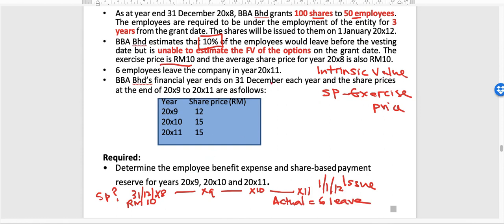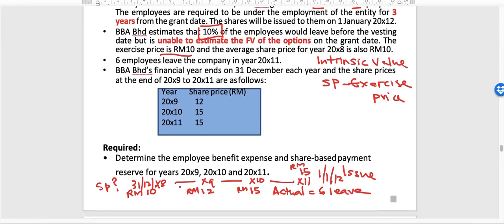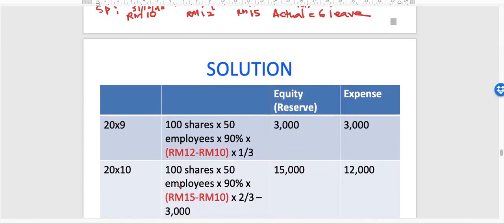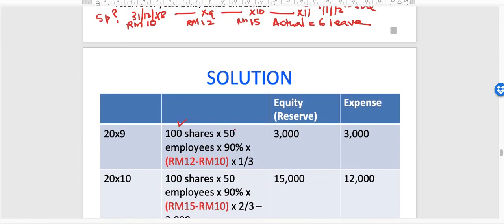BBA's financial year ends on 31st December each year and the share price for year 9 until 11 is given. So here is 12, here is 15, and year 11 is 15 ringgit. Okay. So you need to use the intrinsic value to compute the expenses for each year. Alright, so the first year, 100 shares issued to 50 employees, but because you estimate 10% leaving, so only times with 90%. So the share price in year 9 minus the exercise price times with the first year portion.